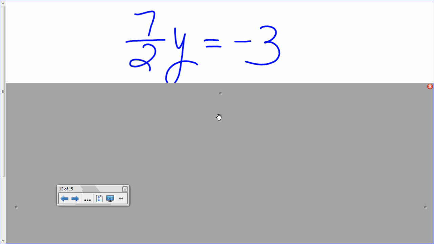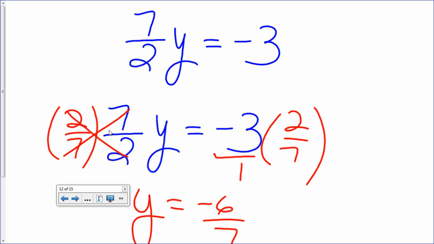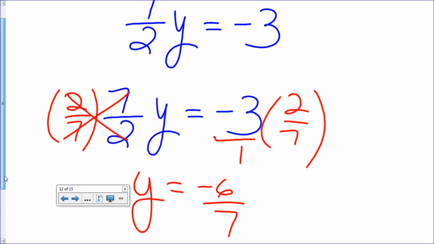Here's another example. 7/2 times y equals negative 3. To get rid of the fraction, we're going to invert it to 2/7 and multiply both sides by 2/7. The left side's going to cancel out and become 1. 1 times y is y. Because we multiplied 2/7 to the left side, we have to multiply to the right as well. There's nothing we can cross cancel here, so we have to multiply negative 3 times 2, which is negative 6, and then 1 times 7, which is 7. So y is going to equal negative 6/7.